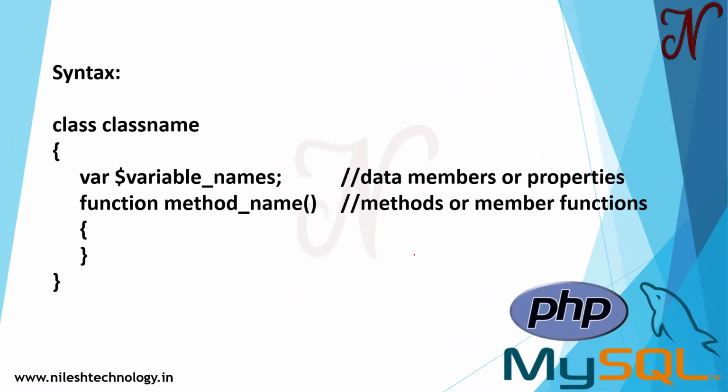Next, let's see the syntax of a class. Use the keyword class, then pass the class name, and this is the block opening and closing bracket. This is the variable. By using the var keyword, we define a variable. The var type can be any kind of data type in PHP, such as integer, character, string, boolean. And this is the variable name. These are called data members or properties of a class. Then we define some functions inside this class. These are the member functions or member methods of a class.